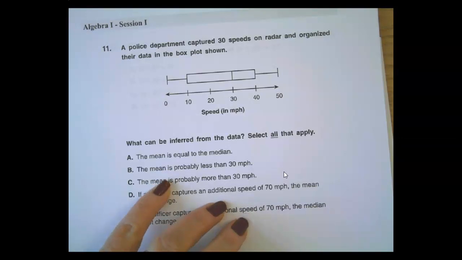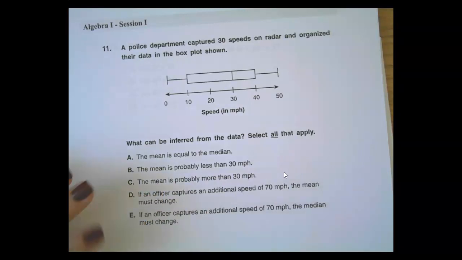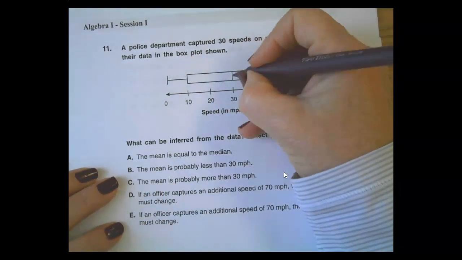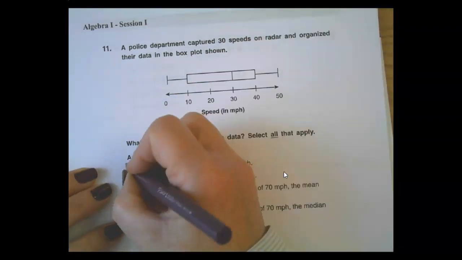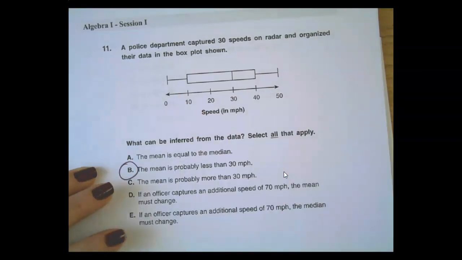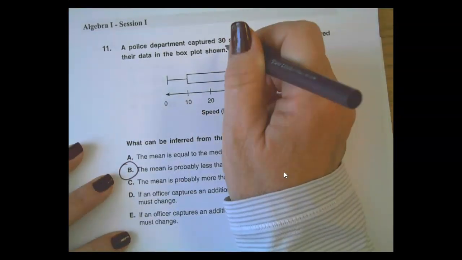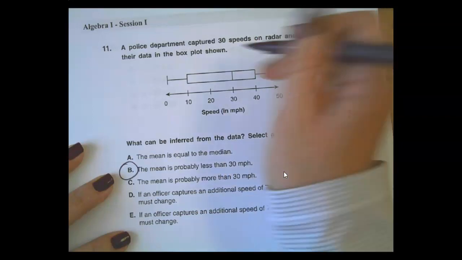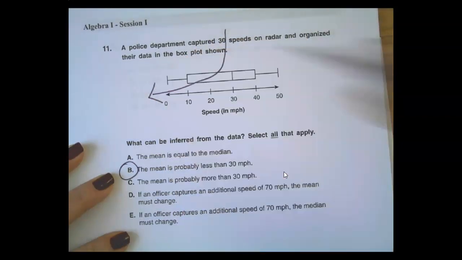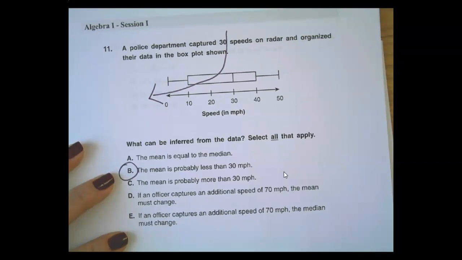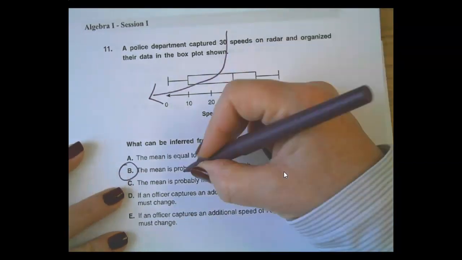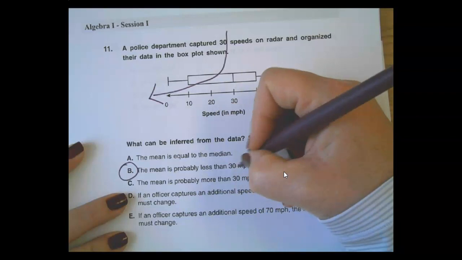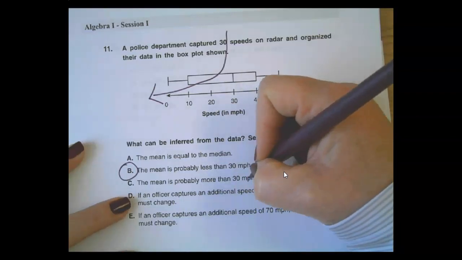The mean is probably less than 30 miles per hour. Now this had to do with our skew. And if it's skewed over here, that does mean the mean is probably less than 30. Because if you remembered, it's skewed this way. That's the skew. And so it did say that the mean would probably be less than here. The mean is probably more.